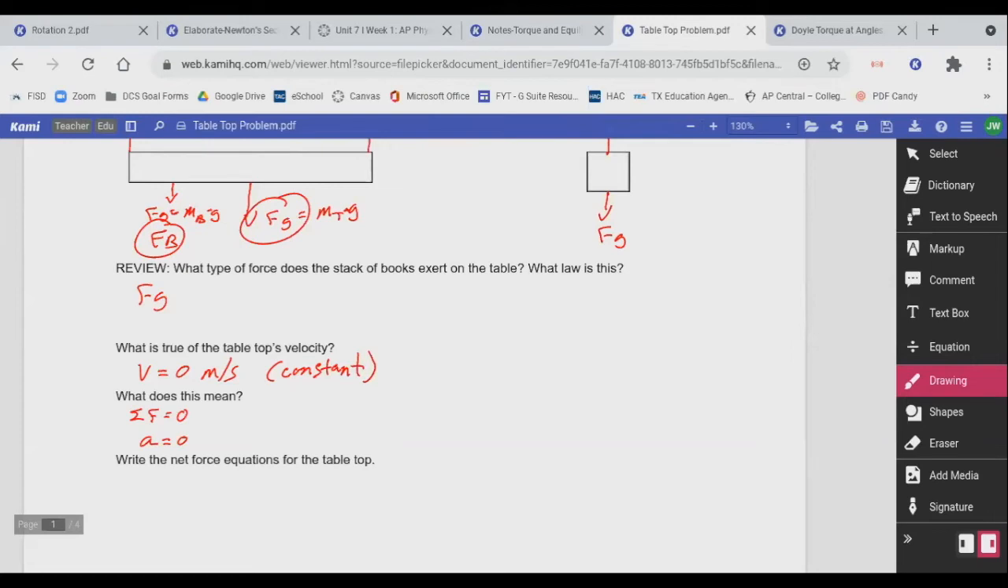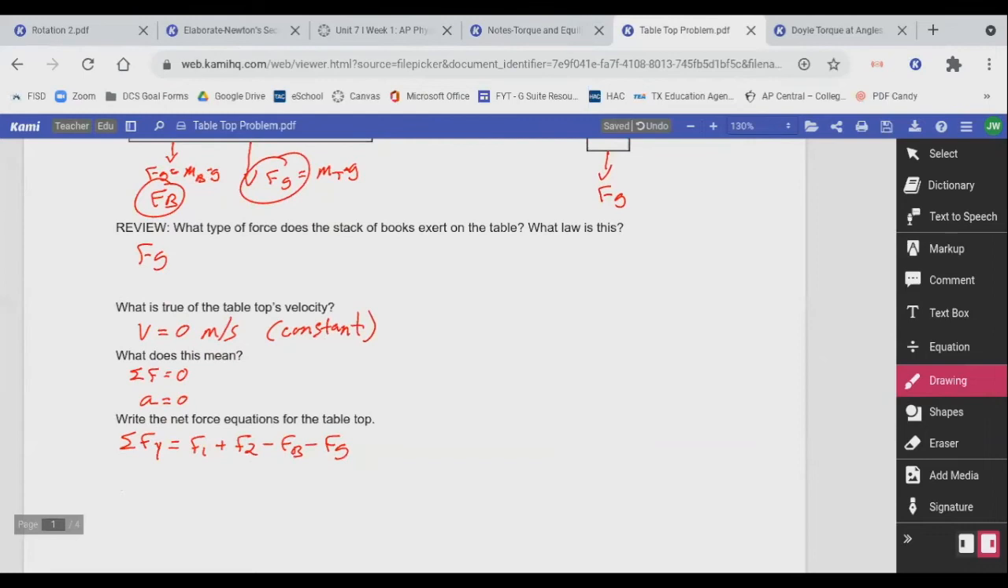Okay, well, there's nothing in the X direction. So I'm just going to write the net force in the Y direction. And here, going upwards, our positive direction, we had F1 plus F2. And then in the negative direction, we had FB, the force of the books, and FG, the force of gravity from the tabletop. So that's my net force equation.